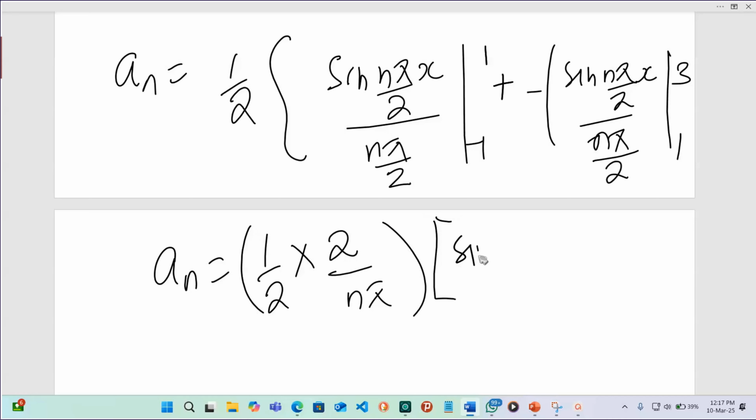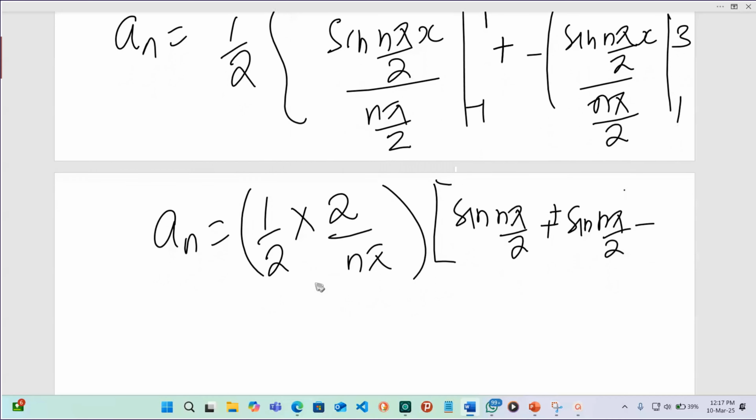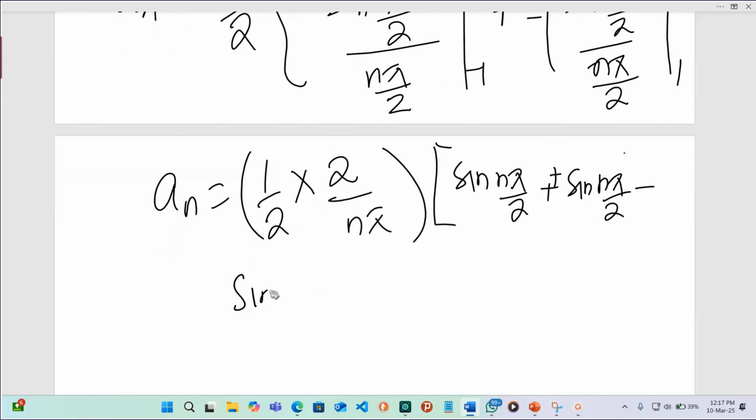So into sine n pi over 2, then we are subtracting minus sine n pi over 2, because sine of a negative is a negative. Remember, we are subtracting while putting in limits. Then we are subtracting this component. This is going to be minus sine 3 n pi over 2. Then minus, obviously, sine n pi over 2. Remember, we have n there.